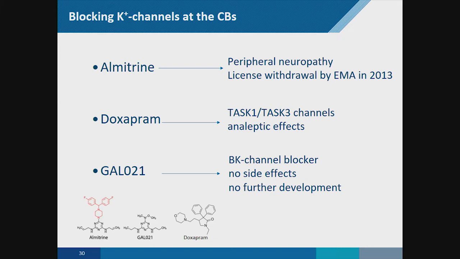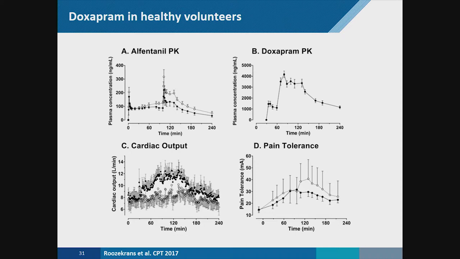Now, I will show you the results of three studies that we did with doxapram and GAL. This is a study that we did with doxapram, and we treated volunteers with doxapram. On the right top side, you see the plasma concentration. So we gave an initial bolus, continuous infusion, then we increased the dose quite high up, bolus, continuous infusion, then we stopped. And this is a relatively high dose. This is the dose that was still acceptable to our volunteers. Higher doses caused severe panic attacks, sweating, et cetera, et cetera.